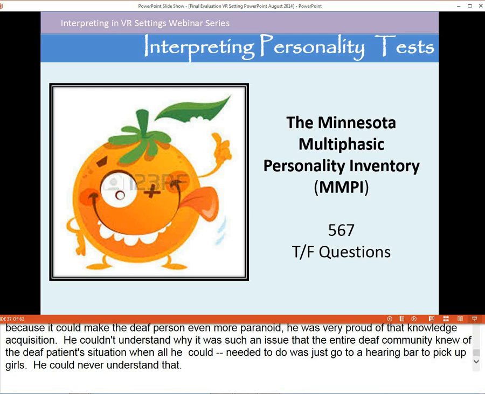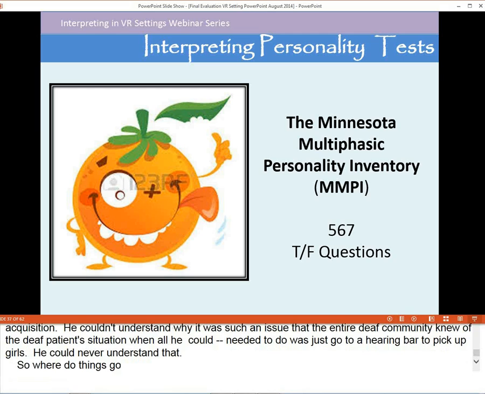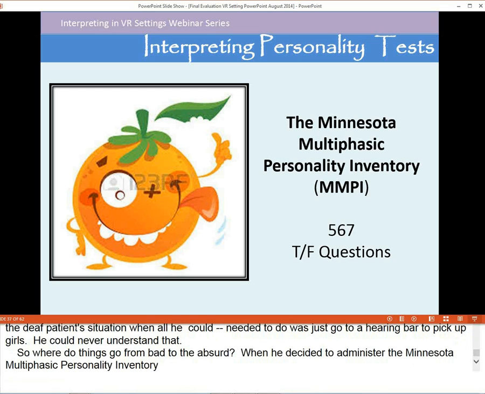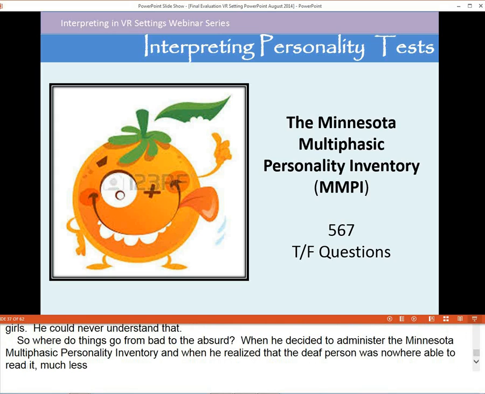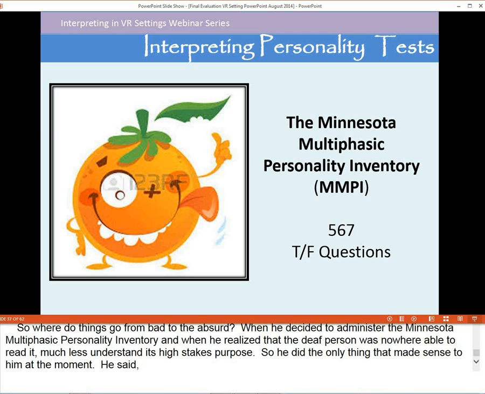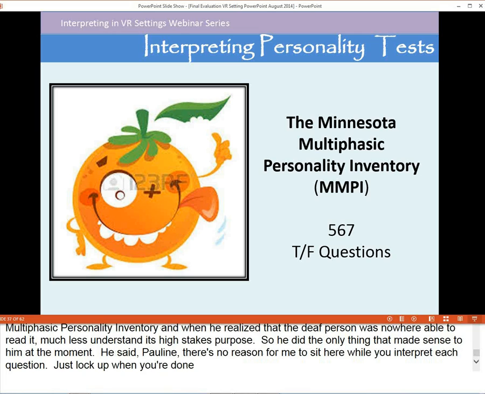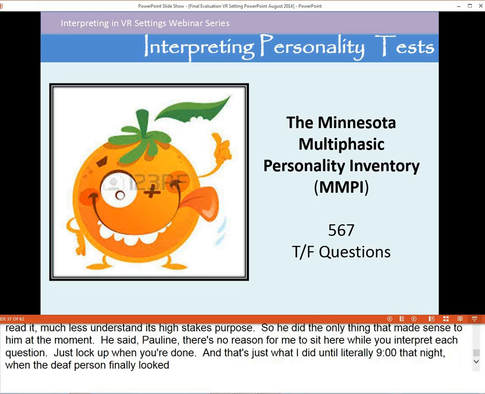So where do things go from bad to the absurd? When he decided to administer the MMPI, and when he realized that the deaf person was nowhere able to read it, much less understand its high-stake purpose. So he did the only thing that made sense to him at the moment. He said, Pauline, there's no reason for me to sit here while you interpret each question. Just lock up when you're done. And that's just what I did until literally 9 o'clock that night, when the deaf person and I finally looked at each other and said, what are we doing?